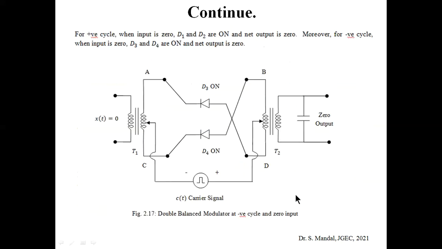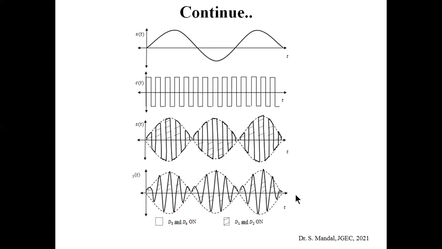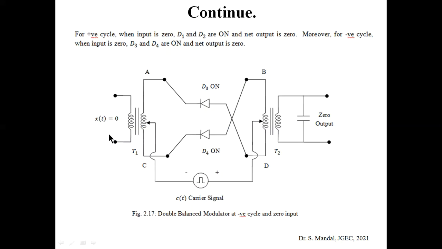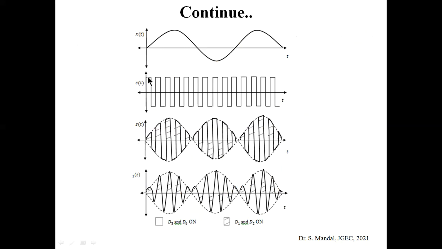So that is the mathematical part, and let's see how the DSB is generated using the waveforms. You can see that this one is the input x(t) to the T1 transformer. The input carrier signal is a square wave, represented like this, whose frequency is higher compared to the x(t) signal, and it is applied across the center tap transformers T1 and T2.